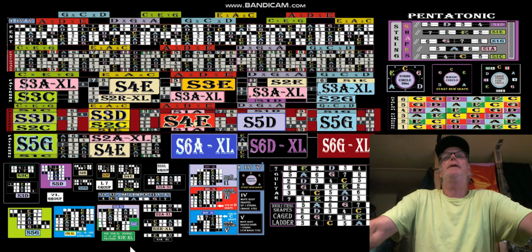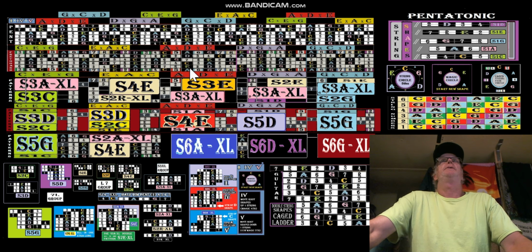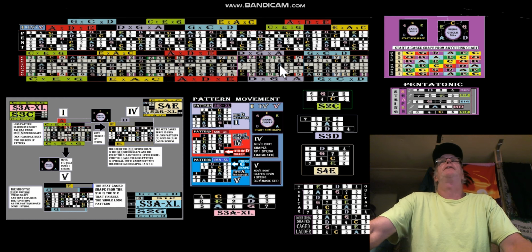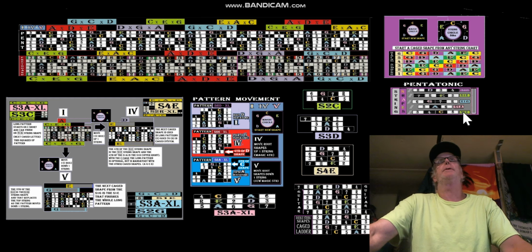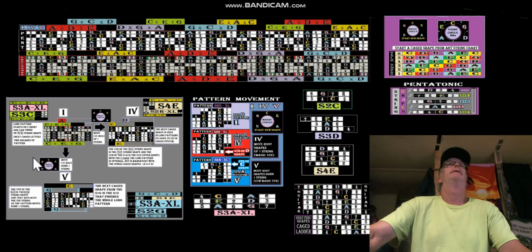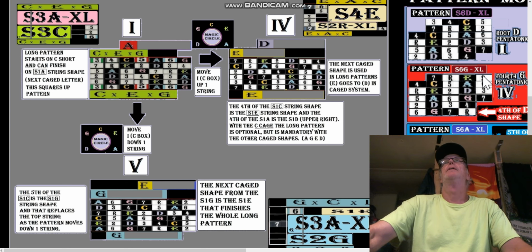Okay, so let's advance on to chart 218, and look at what we got for today. We're going to be moving these same patterns that we just talked about. And it's not going to be terribly easy. Okay. This is it. Here's 218. Again, pattern movement, long and short. Take the root pattern up one to the fourth. Take the root pattern down one to the fifth. Now, let's look at the chart, because let me tell you, the chart is always right. Now we'll get back to this, but I'd like to cover this, so we'll get this out of the way.